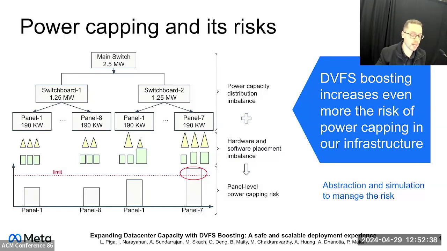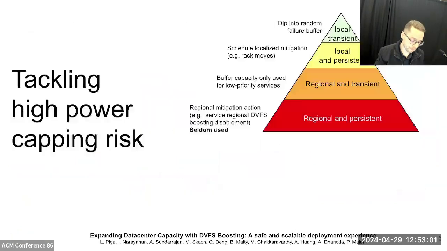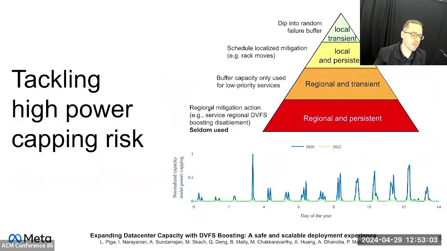So then we can have some risks of power capping. The same thing for software placement. We try to be very homogeneous at the main switchboard level, but at the finer grain, it's very hard to do. And on top of that, DVFS boosting puts extra risk into power capping. So we need to do an abstraction. So very quickly, we have this abstraction layer on the power capping.